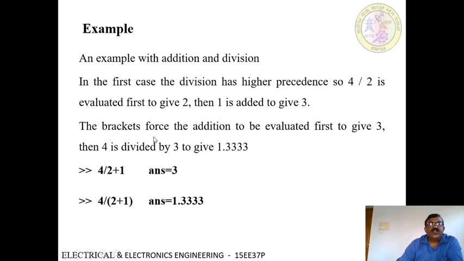The brackets force the addition to be evaluated first to give 3. Here, this will be evaluated first: 2 plus 1 is 3. Then 4 is divided by 3 to give the answer 1.333.